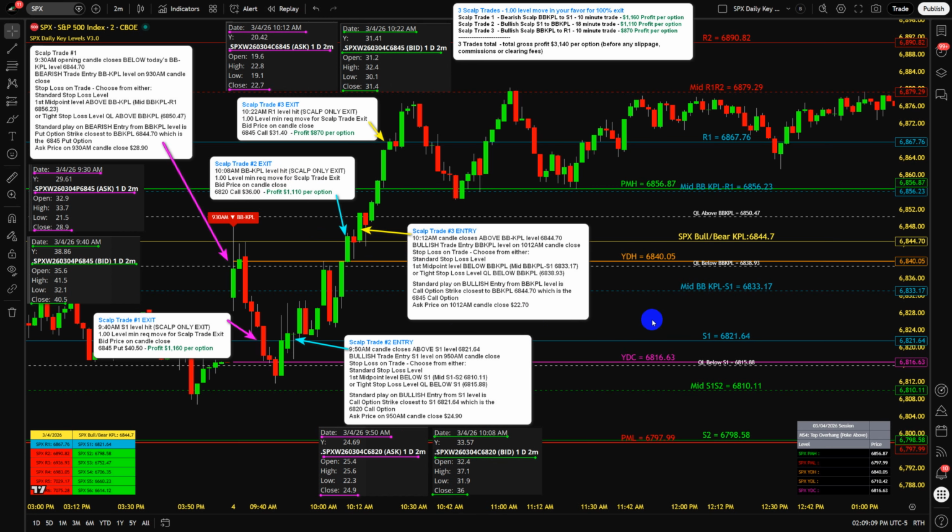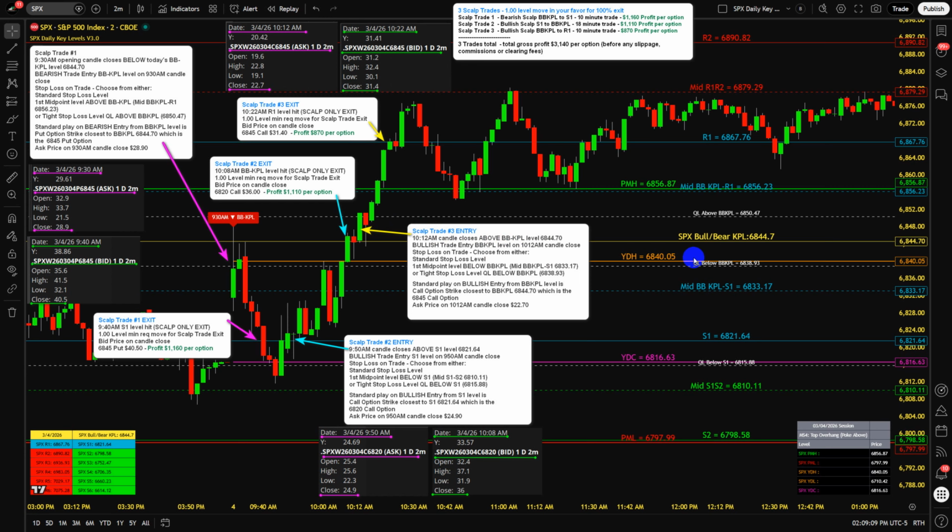Now our third trade entry here happens to be on this particular candle here. Now you could also enter on this candle here, which also closes above, or this candle here, which also closes above, or even this candle here, which also closes above, as they are all within the acceptable range. However, this is your first opportunity here on this 10:12 a.m. candle closing above the BBKPL.